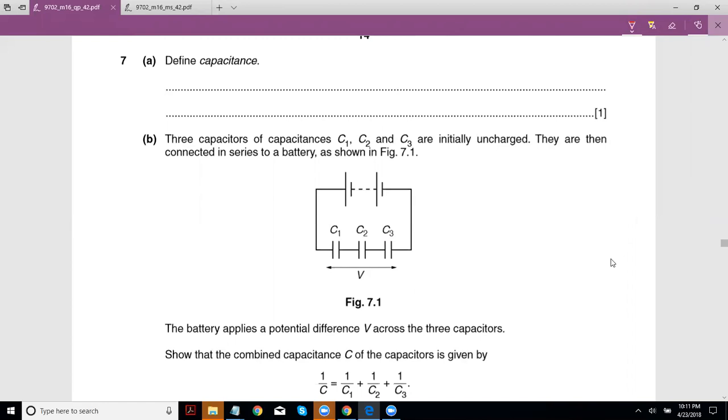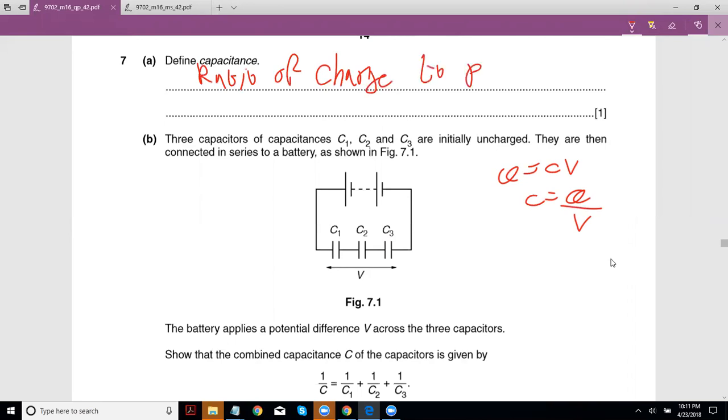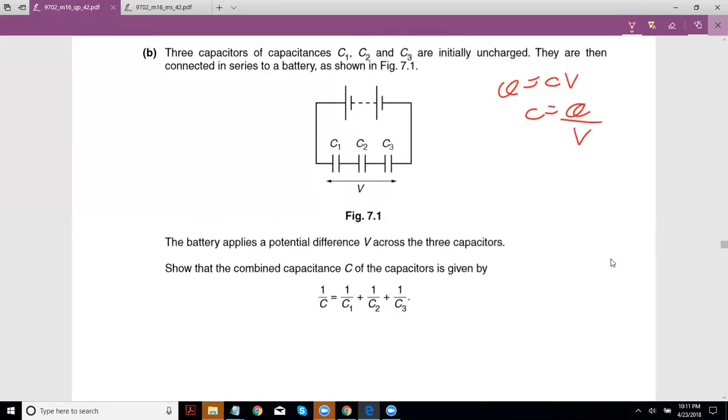But let's try. So 7 is define capacitance, and if you remember, the formula was Q is equals to CV. Yeah, in physics, formula बस words में लिख लो, it really does help. So basically ratio of charge stored to potential difference. That should be good enough.